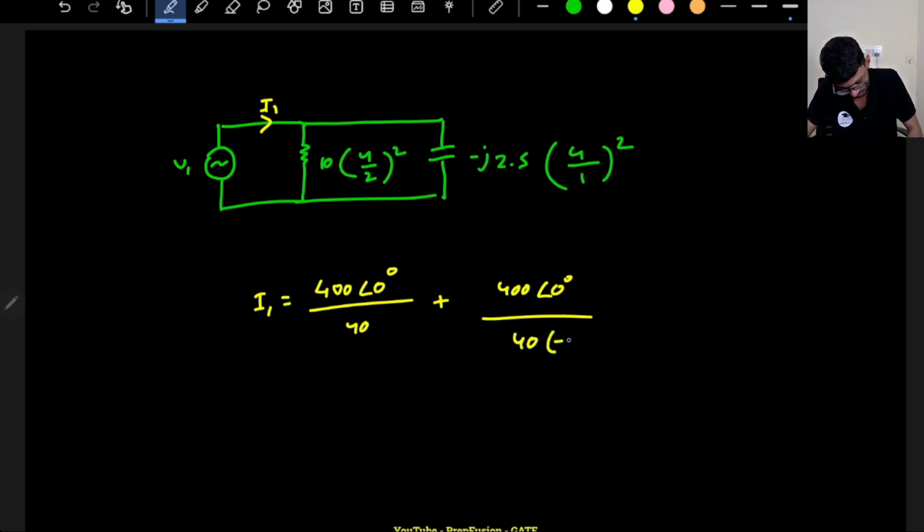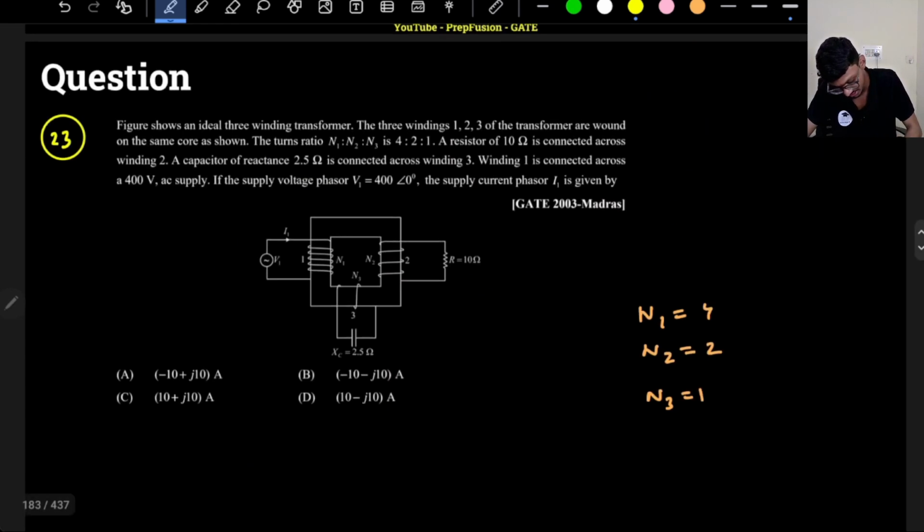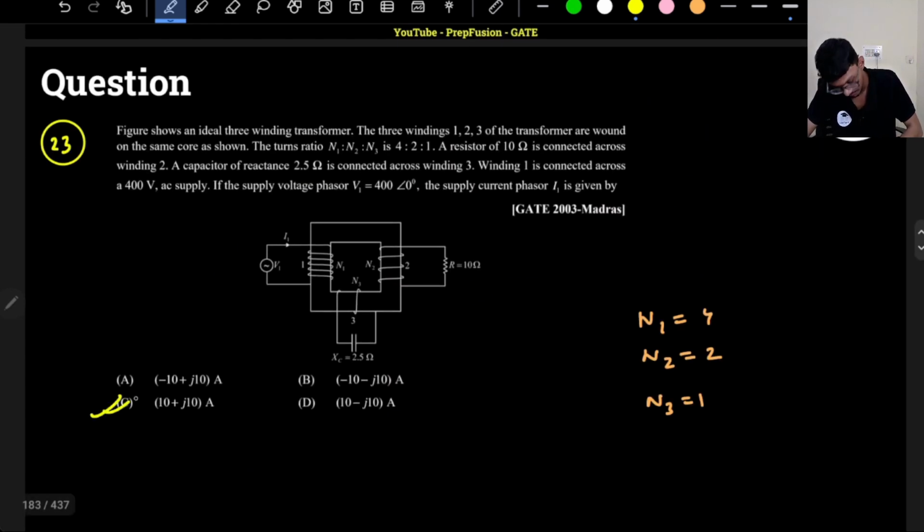40 of minus of J, that is 40 of minus 90 degrees. So this will come out to be 10 plus J10. This is a very simple question. 10 plus J10 is present in option C. So option C will be correct for this question. 10 plus J10 will be the answer.